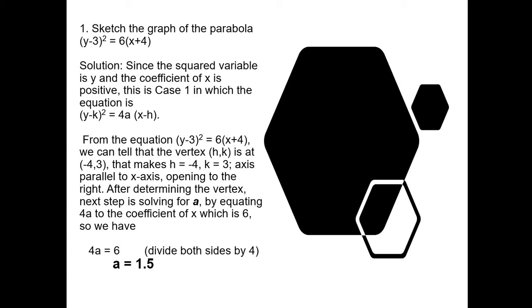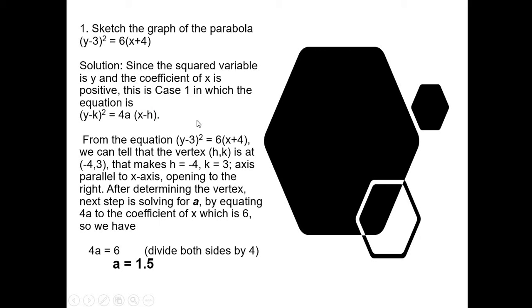Okay, let's sketch the graph of the parabola y minus 3 quantity squared equals 6 times quantity x plus 4. Solution. Since the squared variable is y, and the coefficient of x is positive, which is 6, this is case 1, which means it opens to the right, because its equation is in the form y minus k quantity squared equals 4a times quantity x minus h. From this equation, we can solve for the vertex instantly.